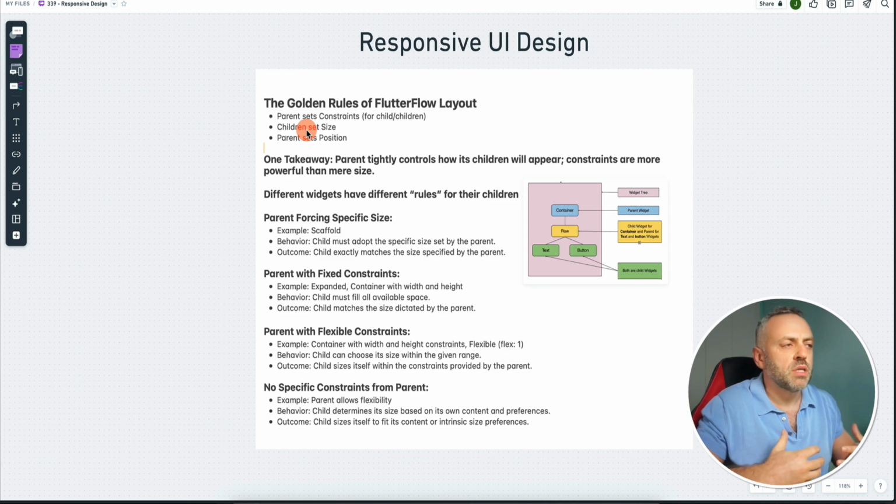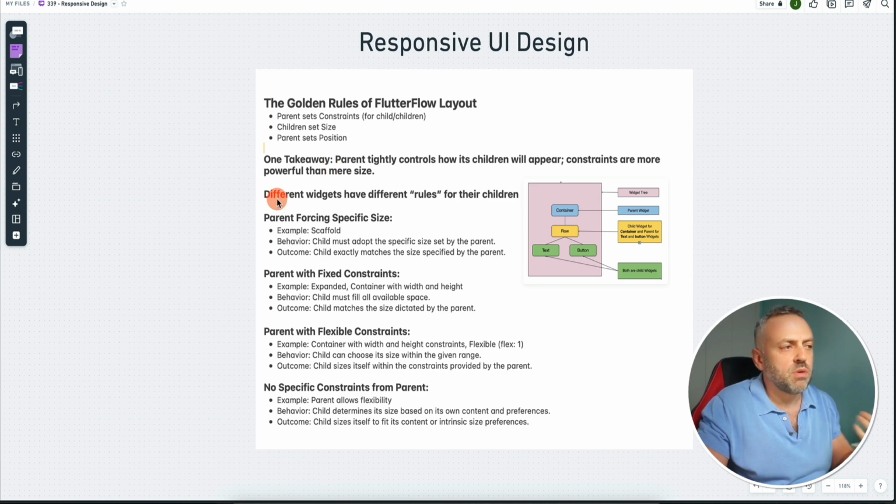So it's very, very important. Children set their own size. These children right here can set whatever size they want, but they need to respect the constraints that the parent sets. The takeaway that I want you to have is that the parent tightly controls how its children will appear. Constraints are more powerful than mere size. Size is important, and it's nice that the children can set their own size, but constraints are so much more powerful. This is the one takeaway that I want you to have.